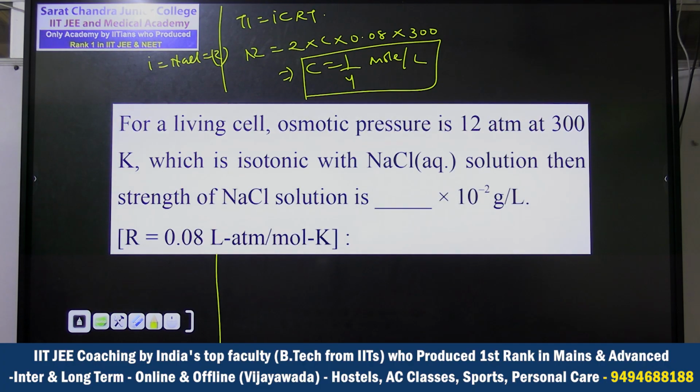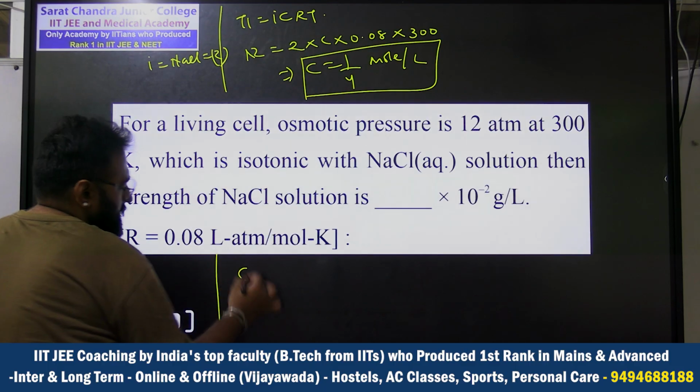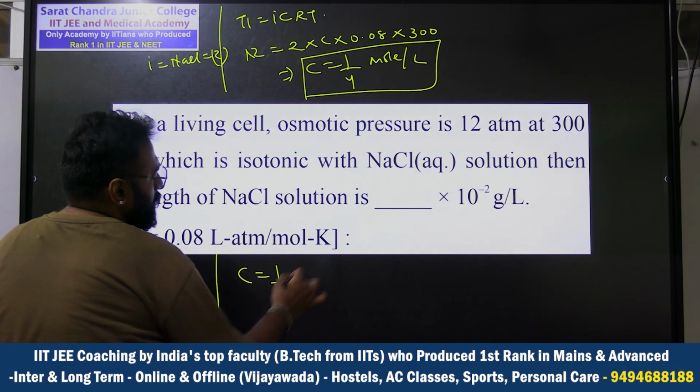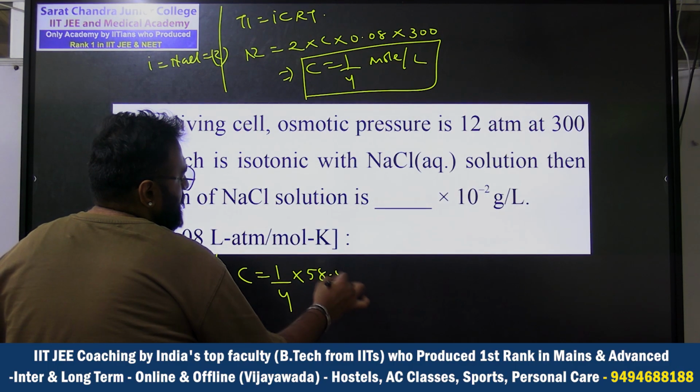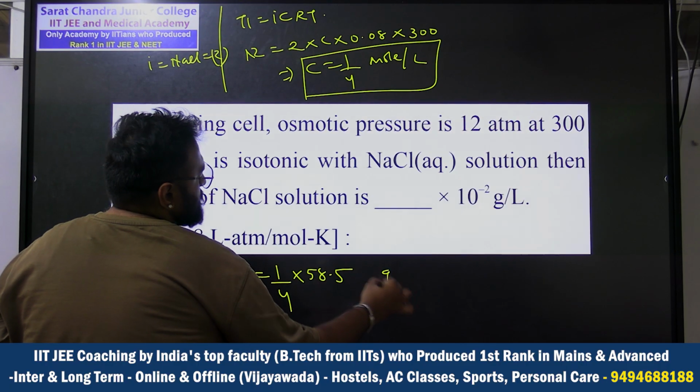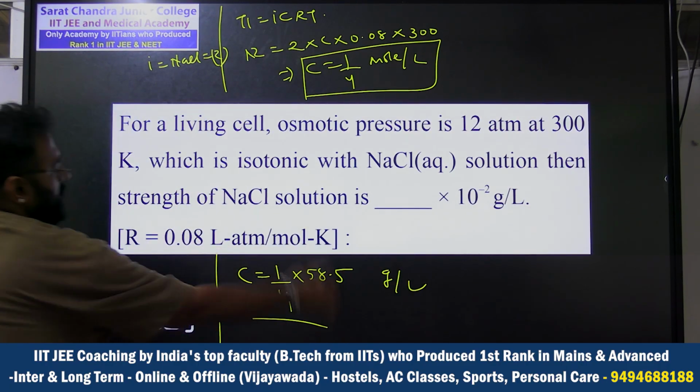Now what you have to do? You have to convert this mole per liter into gram per liter. So how will you convert mole per liter into gram per liter? You will multiply this: C is equal to 1 by 4 into 58.5, the molar mass of NaCl. This will give gram per liter.